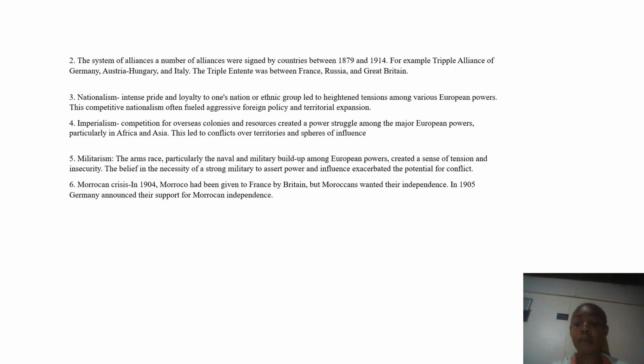insecurity. Then the Moroccan crisis of 1904. This was the first Moroccan crisis. Britain gave Morocco as a country to France, and the Moroccans themselves wanted independence. They wanted their own independence. So Germany got into Morocco and they wanted to fight against France and Britain for them to be independent.